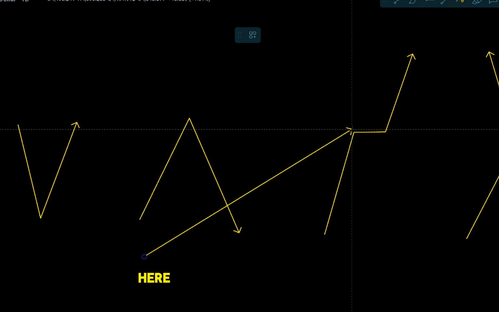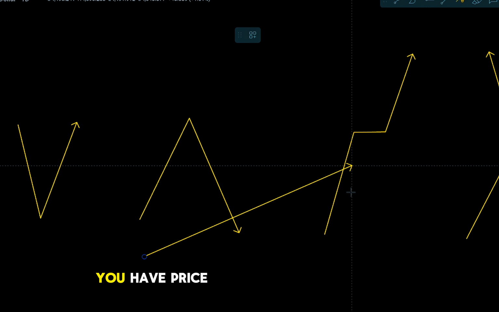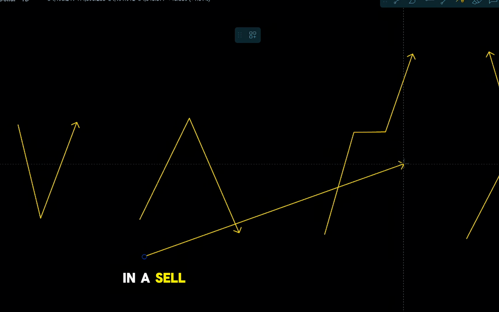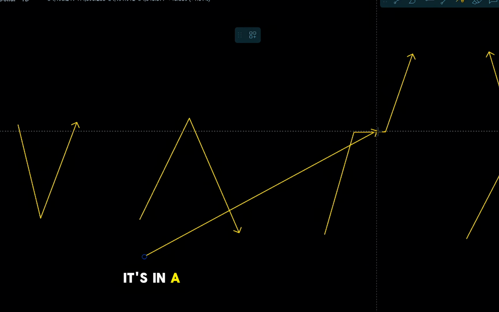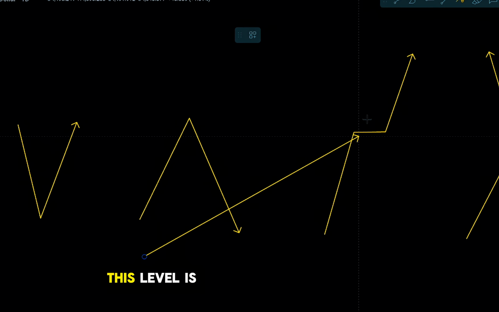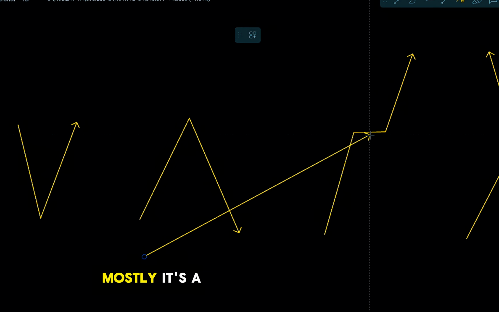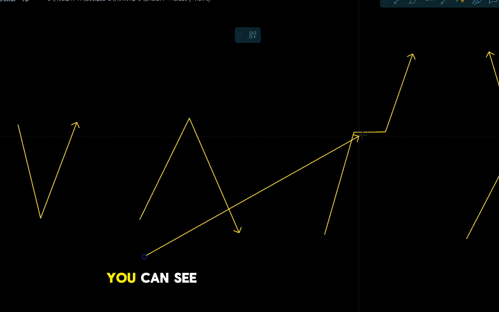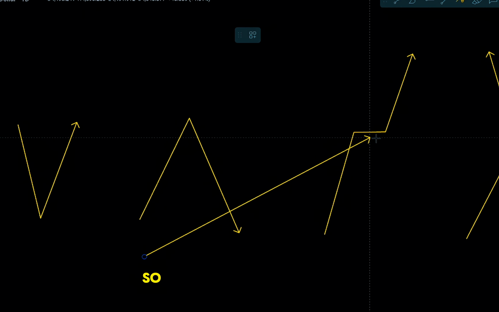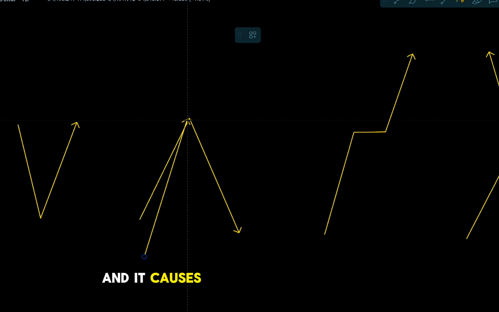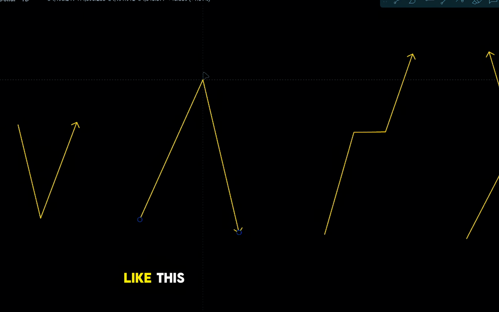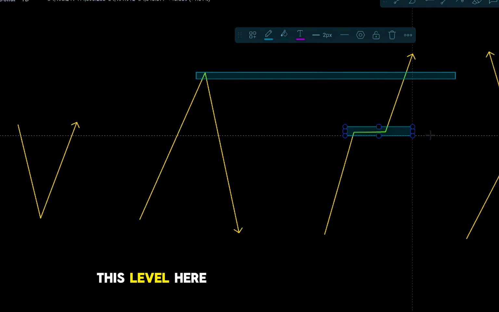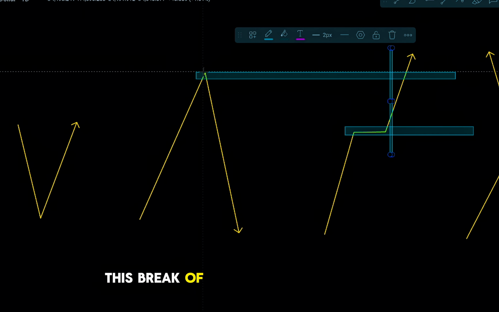Now this level here is something most people don't talk about. You have price move and then curve straight like this and go up. It can be in a sell form or in a buy form. In this case, it's in a buy form, so you can have it like this. This level is also very important. Mostly it's confirmed levels using the candlesticks. You can see mostly of them are confirmed levels. So if it's like this and it causes a break of a classic level like this, then that means that we will be paying attention to this level here that has caused this break of this level like that.